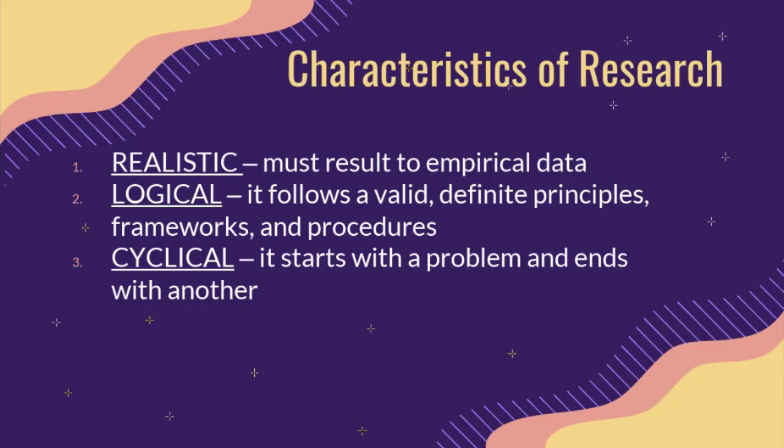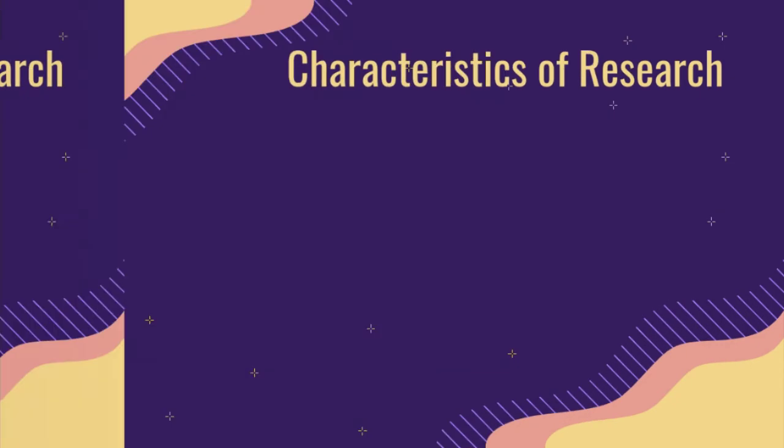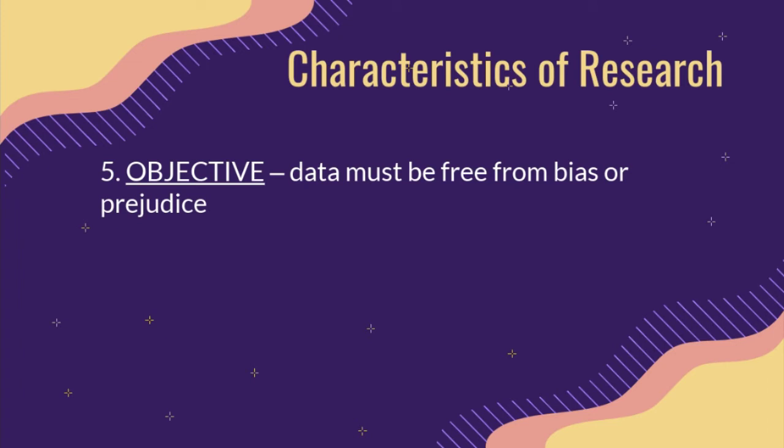It starts with a problem and ends with another. So this process continues until such time that a purified body of knowledge is attained. Number 4, analytical. Elicits desired meaning from obtained information. So proper analysis of the data should be done before making final conclusions. Number 5, objective. Data must be free from bias or prejudice.